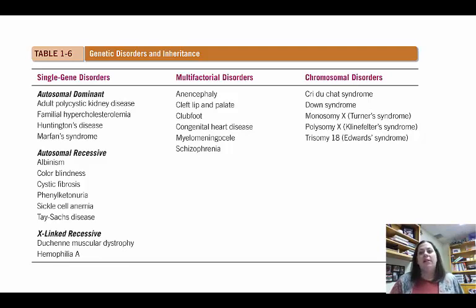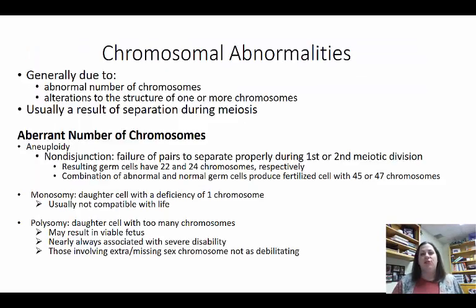So let's take a look at the chromosomal abnormalities first. And so these are generally due to an abnormal number of chromosomes, so they don't have the proper amount that they're supposed to have. We're supposed to have 46 chromosomes as a human, and so they may have 45, they may have 47, they may actually have like 46 and a half because they have a piece of one that they shouldn't have. So it could be large pieces that are gone, or a whole chromosome is gained or gone altogether. This alters the structure of one or more of the chromosomes, and it's usually a result of separation during meiosis.